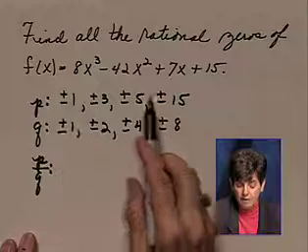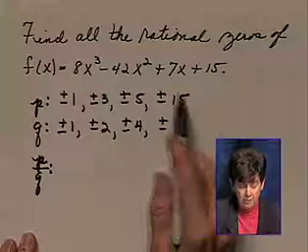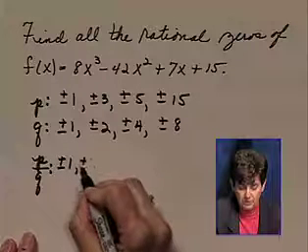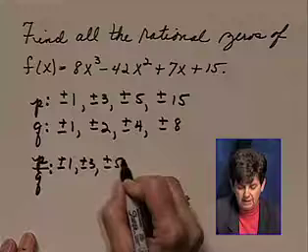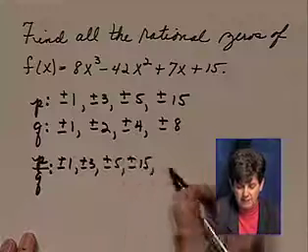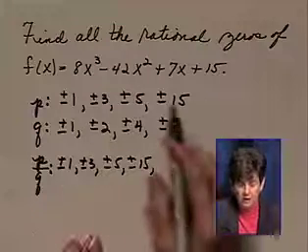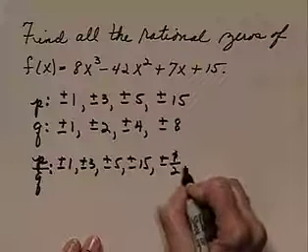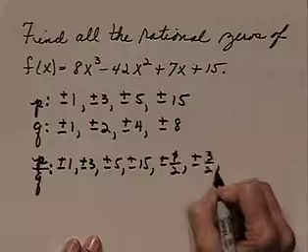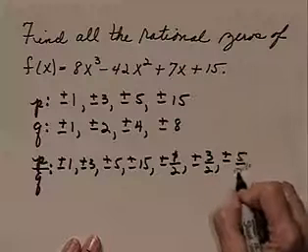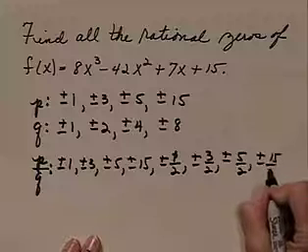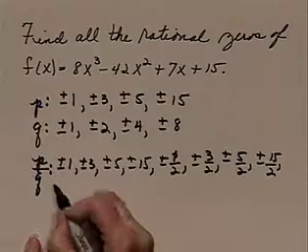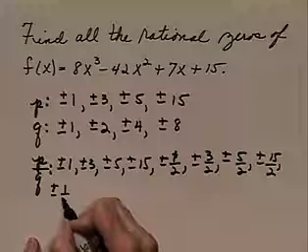Certainly, all the values for P divided by plus or minus 1. So that gives us plus or minus 1, plus or minus 3, plus or minus 5, plus or minus 15. All the values for P divided by 2: plus or minus 1/2, plus or minus 3/2, plus or minus 5/2, plus or minus 15/2. All the values of P divided by 4: plus or minus 1/4.